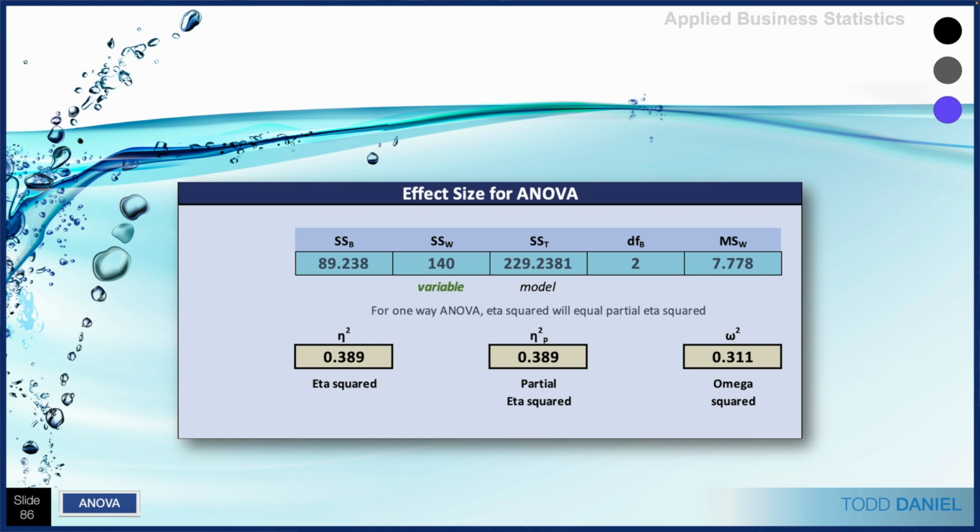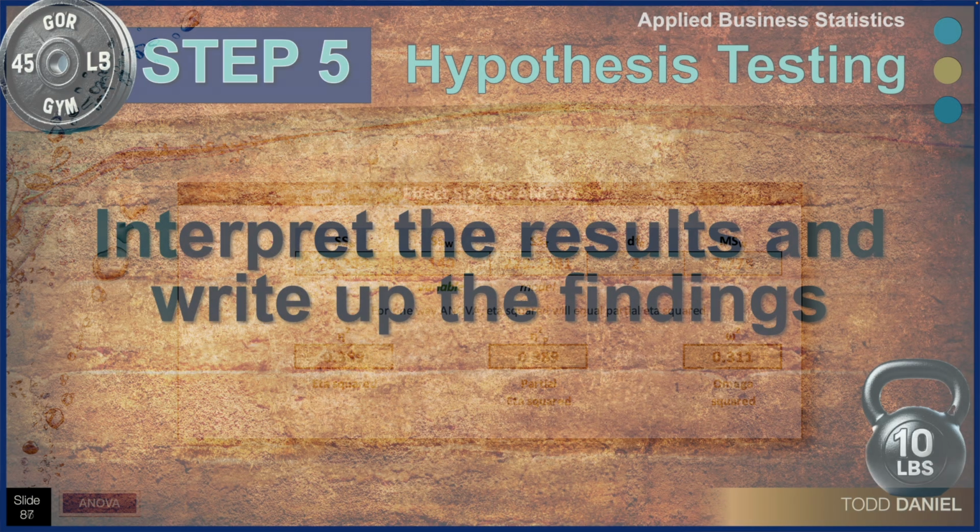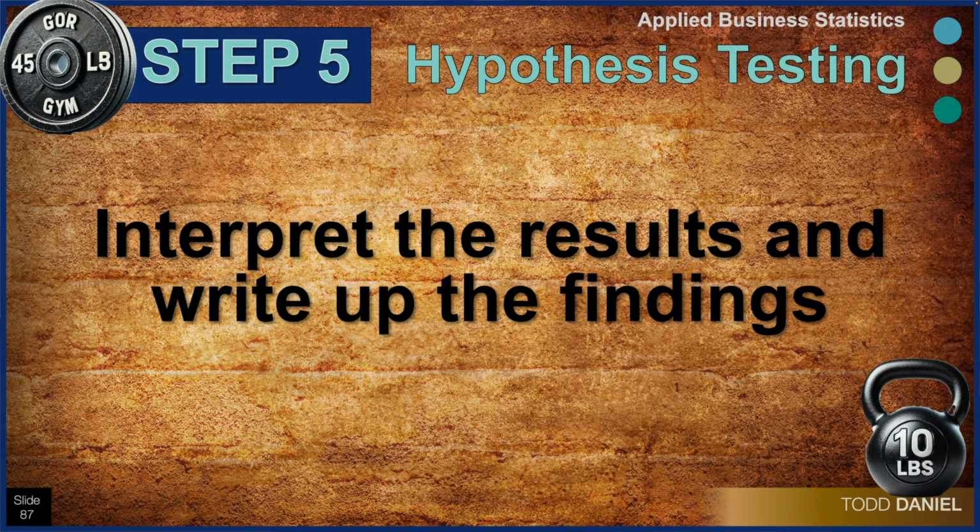You can see the effect sizes in this box. I've included eta squared, partial eta squared, and omega squared. Remember that our eta squared and partial eta squared will be exactly the same in a one-way ANOVA. I didn't bother putting in partial omega squared because it's going to be the same as omega squared. So we can use either of these 2 values. I would recommend using omega squared, which you'll notice is a little bit smaller, 0.311, than the eta squared, which is 0.389.